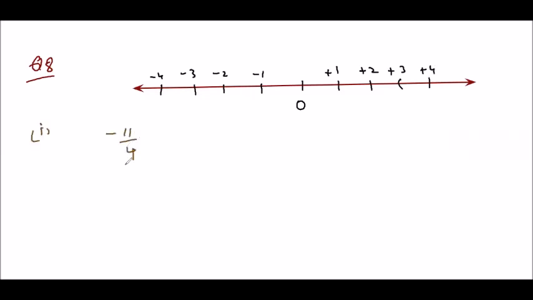-11/4. Now this minus sign shows that you will move from 0 to the left side. First of all, divide each part into subparts equal to 4. For example, you will divide all of these into 4 parts. Try to divide equally. Now -11, or simply 11. Minus shows this side.